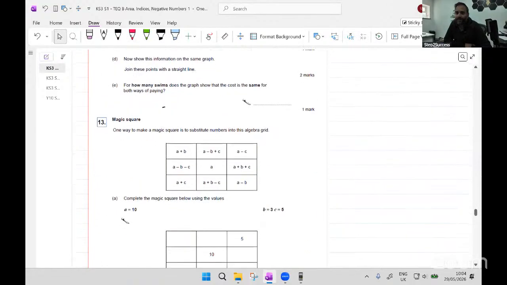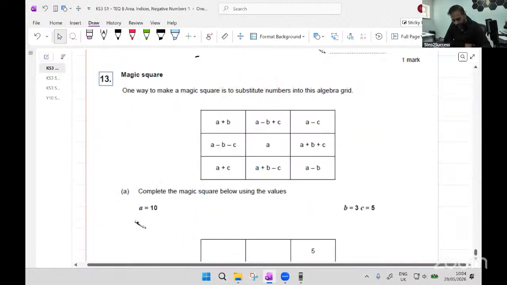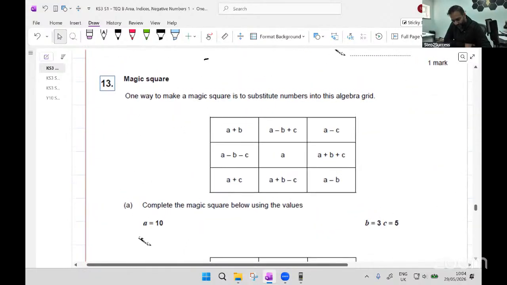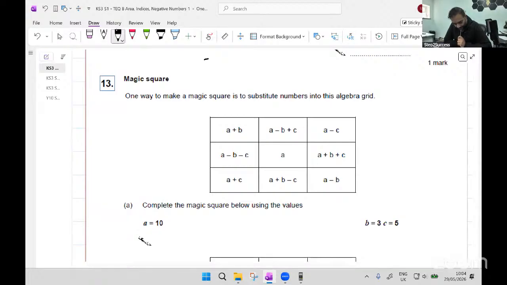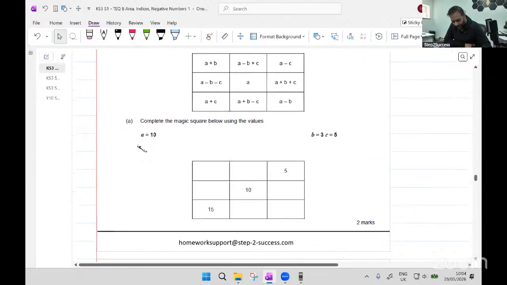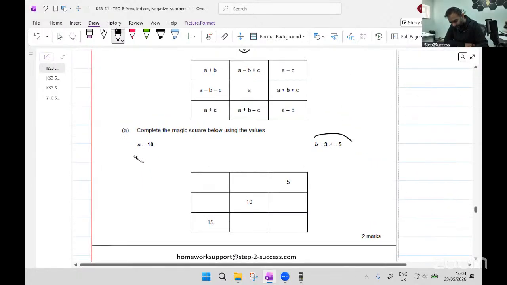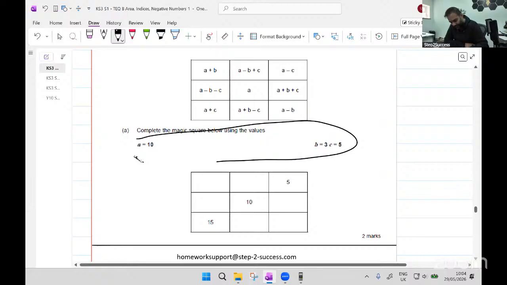And then you've got question 13. That's the last one. Oh, wow. One way to make a magic square is to substitute numbers into this algebra grid. Complete the magic square below using the values a equals 10, b equals 3 and c equals 5. That's a bit weird printing here, but they're the numbers.